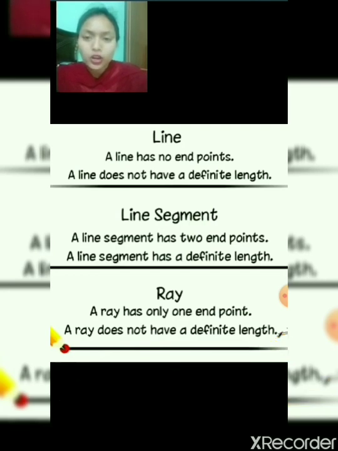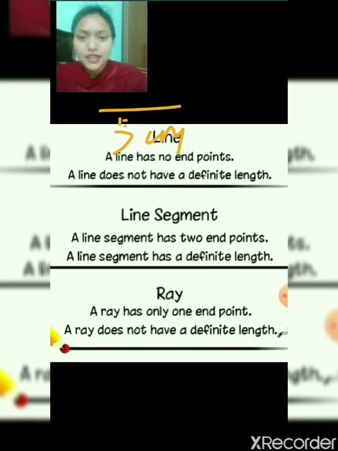Now we will talk about line segment. What is a line segment? A line segment has a specific length. If I say use your scale and draw a line of 5 centimeters, then you will draw it like this and you will say it is 5 centimeter. So what is this? This is a line segment.